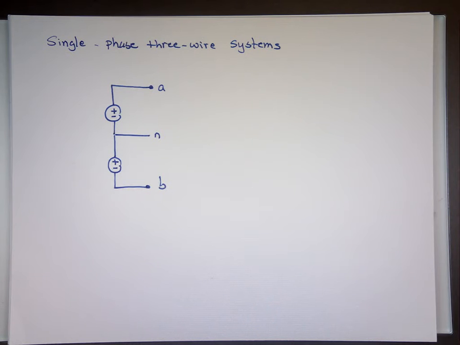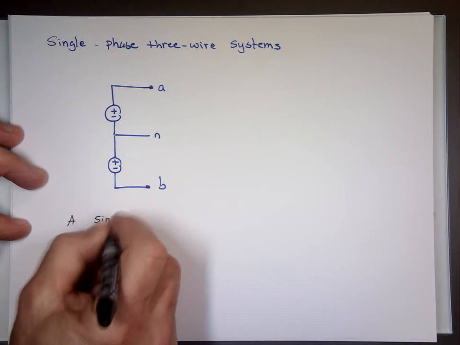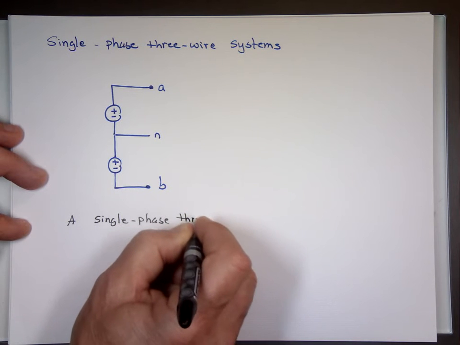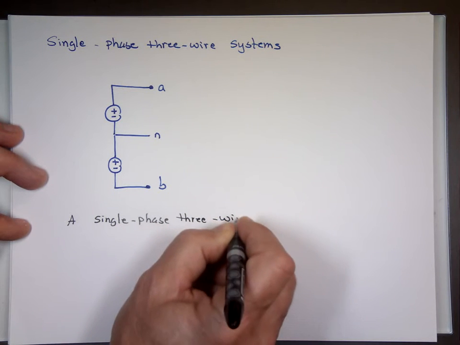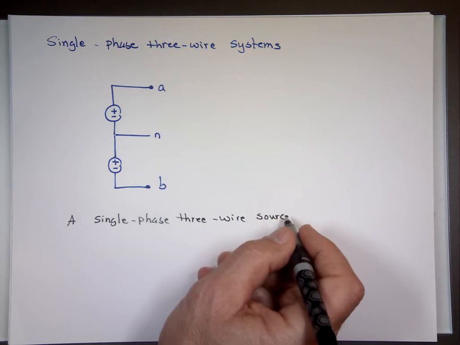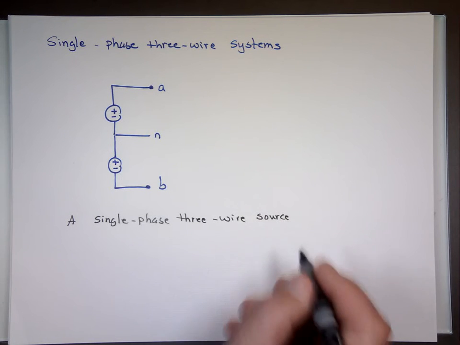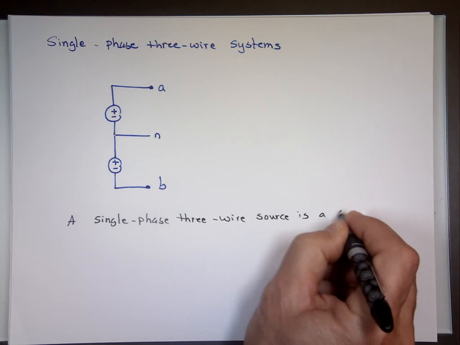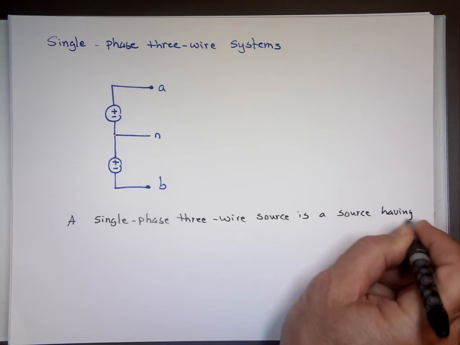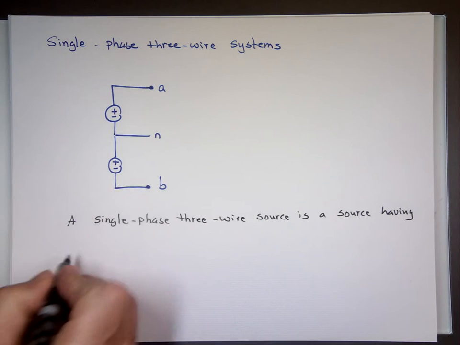If I was to write the definition of that, I will say a single phase three-wire source is a source having three output terminals. Notice A, N, and B.